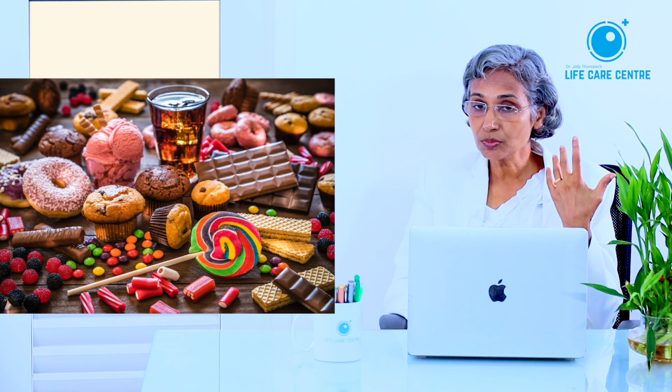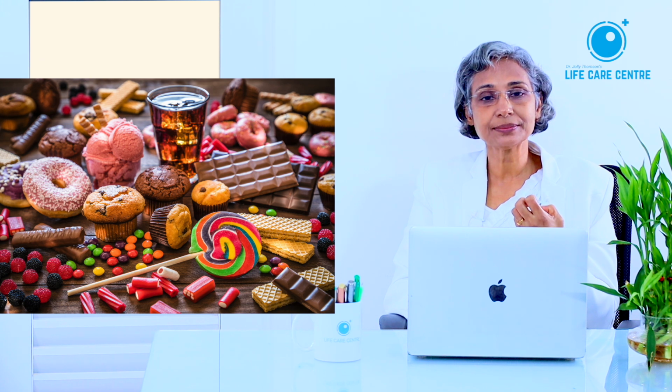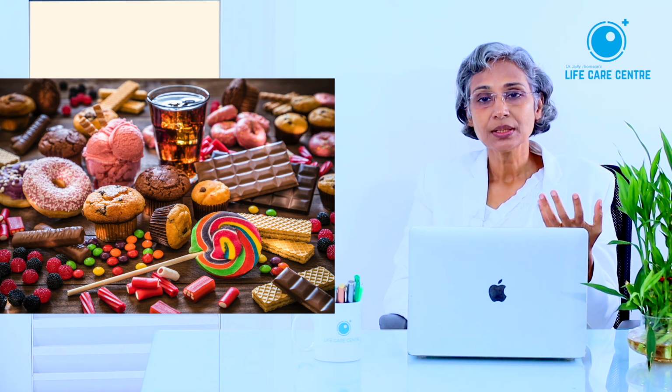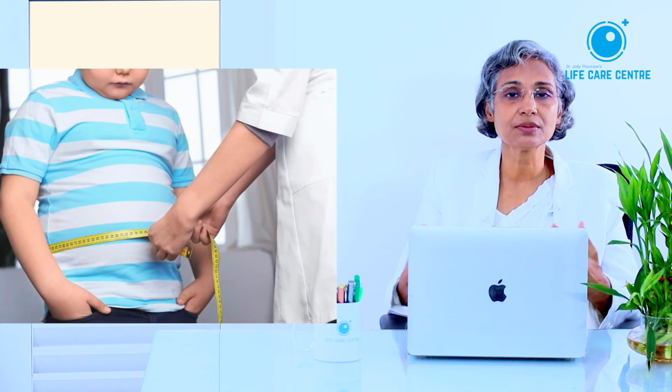The next factor is what you eat and how active you are. If you are eating more junk food, like high-calorie biscuits, fries and sweets, and you are already genetically predisposed, then definitely you can get diabetes. Also, obesity is another predisposing factor. Another is a sedentary lifestyle. If you are not exercising and you are eating more, definitely the chance of getting diabetes is higher.